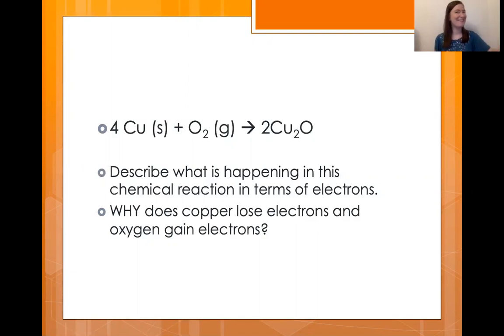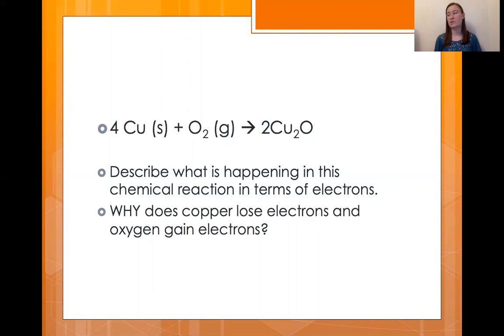The reason that nonmetals gain electrons and metals lose electrons is because metals tend to be not very electronegative and nonmetals tend to be very electronegative. So another way to explain this would be in terms of electronegativity. We could say oxygen is a lot more electronegative than copper is. And so oxygen pulls really strongly on the electrons from copper. Oxygen pulls so strongly that it steals copper's electrons, and copper has such a weak pull on its electrons that it just gives them up to oxygen.